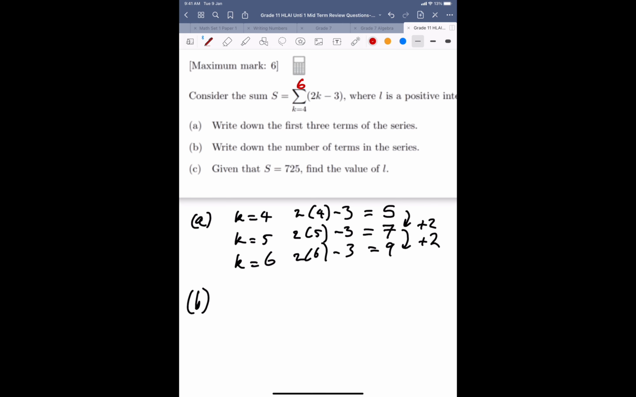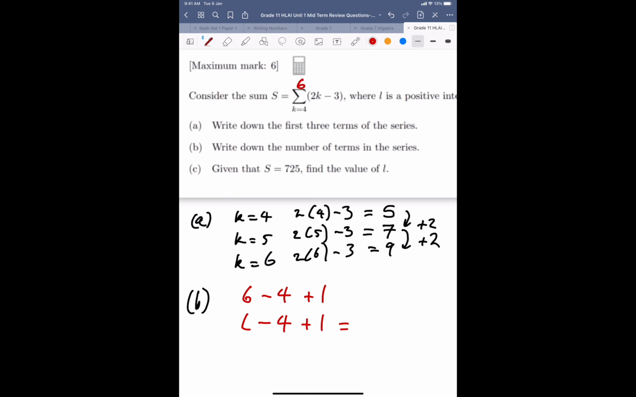Yeah, but how would you do it quickly? You can't just go 4, 5, 6. What if the number on the top goes up to 100? You can't go 4, 5, 6, 7, 8, 9, 10, 11, 12, right? Isn't it just 6 minus 4 plus 1? That would do it, right? So 6 minus 4 gives you 2, but we know there's 3 terms. From 4 up to 6 is a difference of 2, but you need to substitute the k equals 4 as well. So that's the answer for part B. It's L minus 4 plus 1.